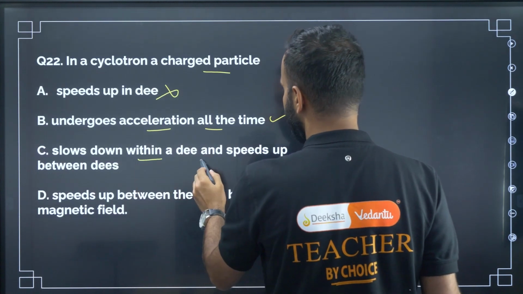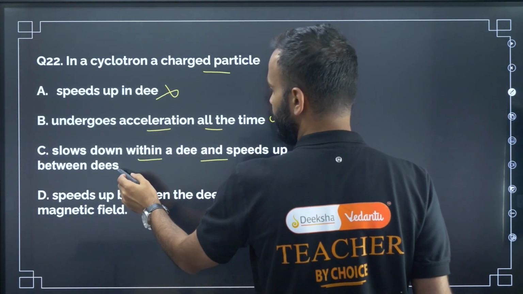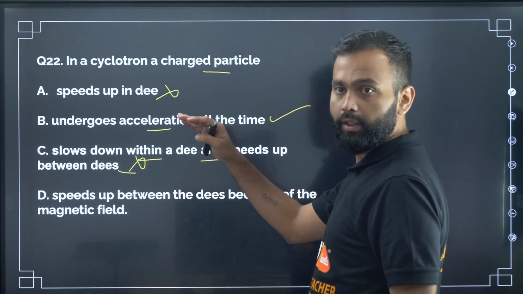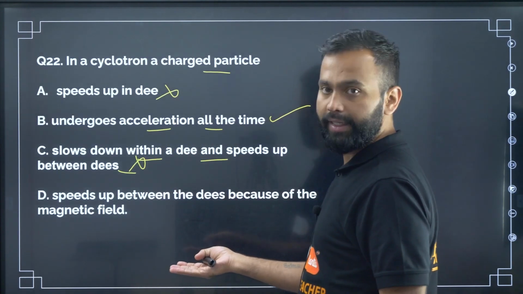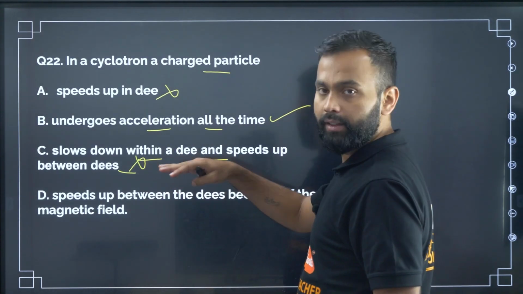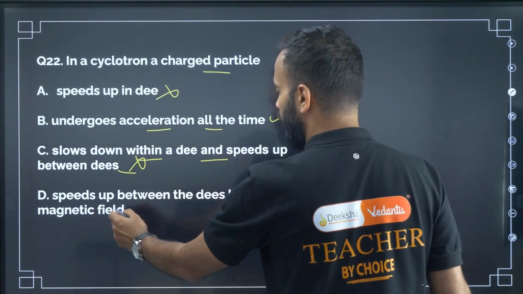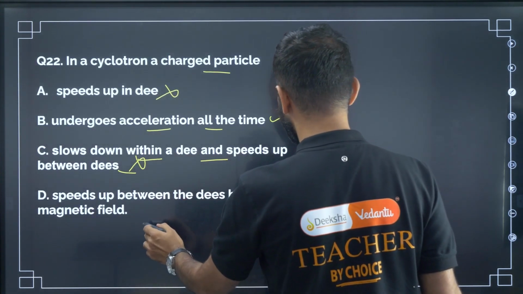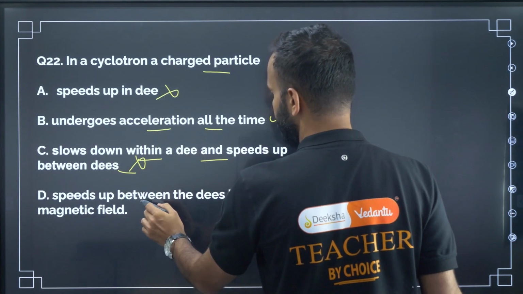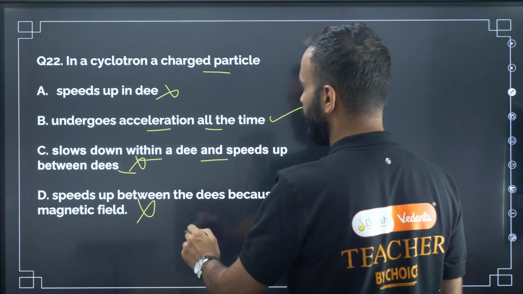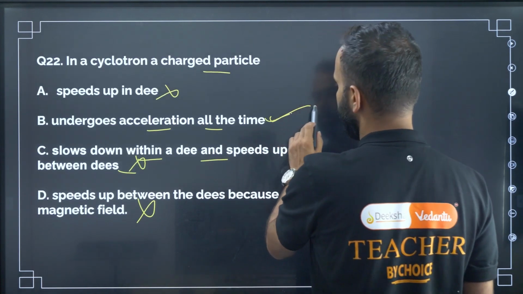Option C, slows down within a D and speeds up between the D's. Wrong, it does not slow down within a D. So it maintains the same speed. And then option D, speeds up between the D's because of the magnetic field. No, this one is also wrong. So the correct option is B.